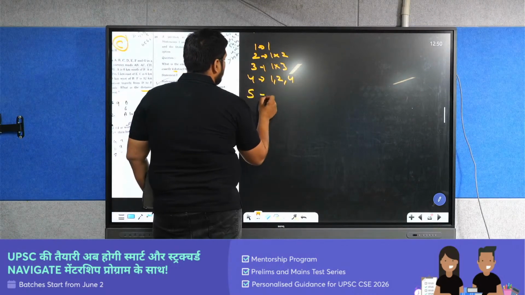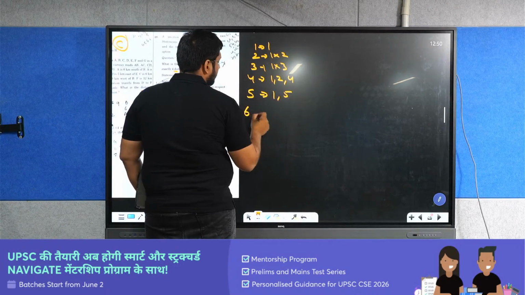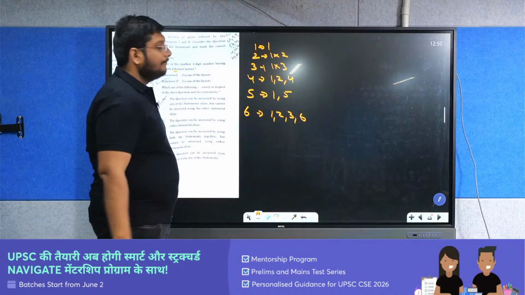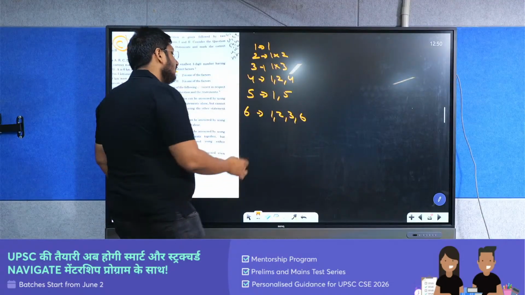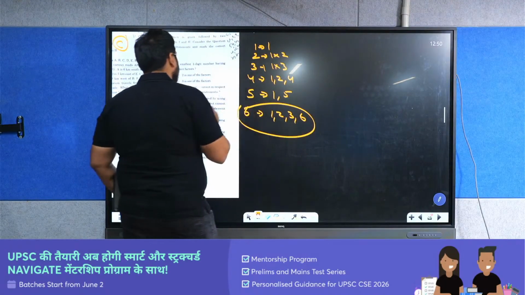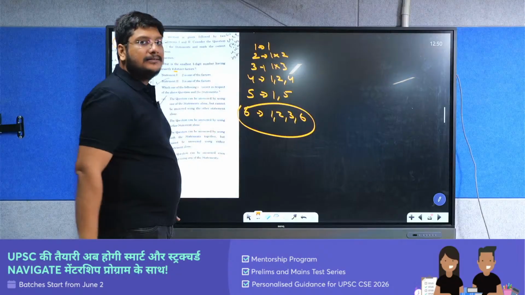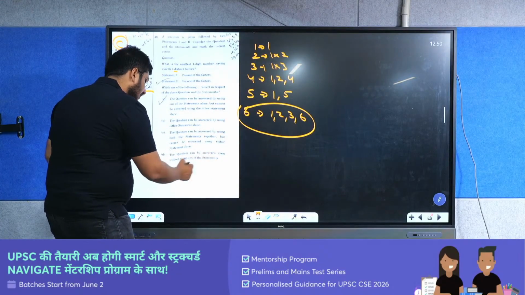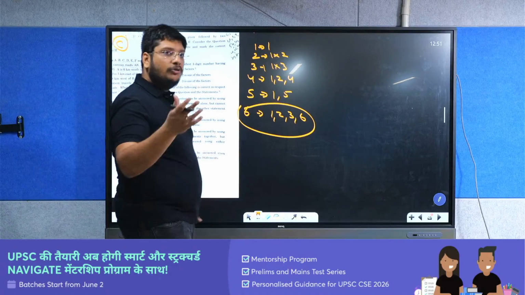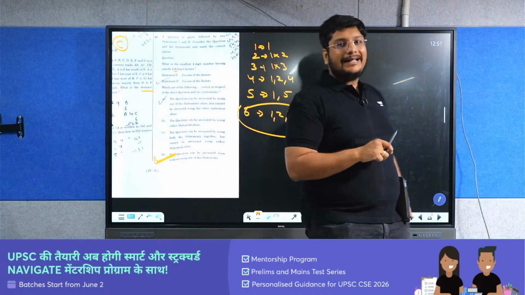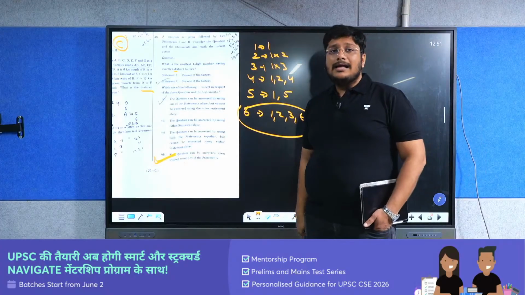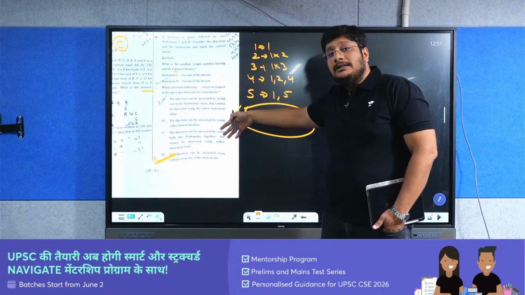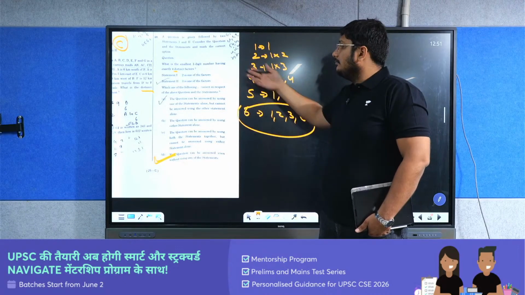5 has 1 and 5. 6 has 1, 2, 3, 6. The smallest number having 4 distinct factors is 6. Do I need any of the statements? The question can be answered even without using any of the statements. Even if I don't use any statement provided, I can tell you the answer is 6. Why is it 6? That is the only single-digit number having 4 factors, which is what has been asked.